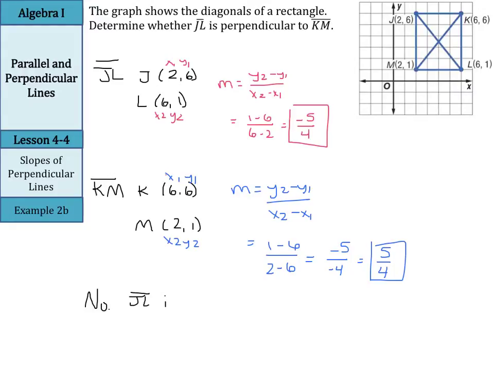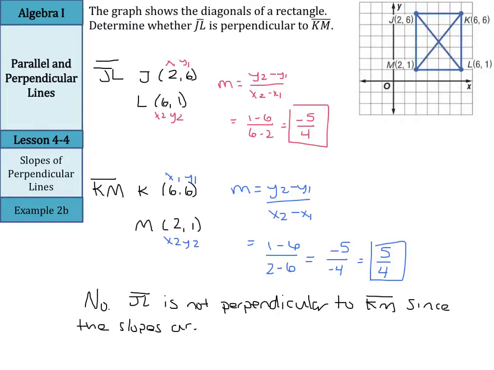JL is not perpendicular to KM, since the slopes are not opposite reciprocals. We have the opposite part down, but we would need KM to be a positive 4/5 for this to work.